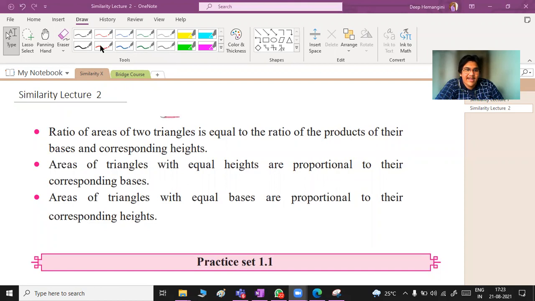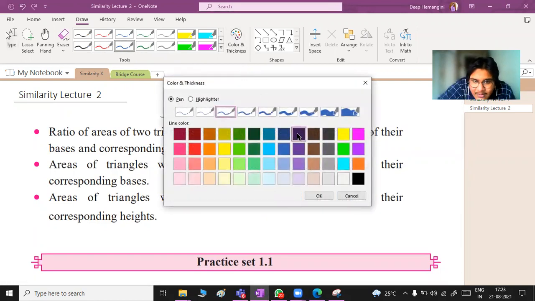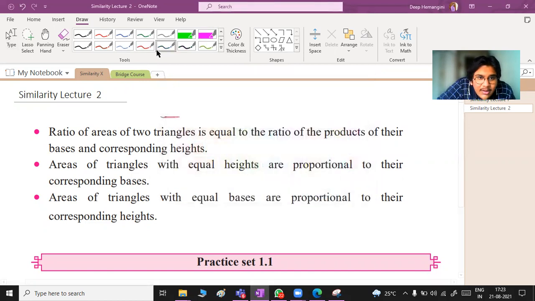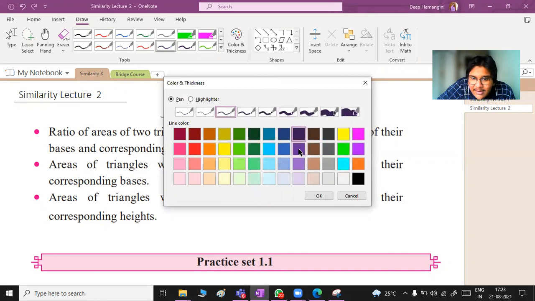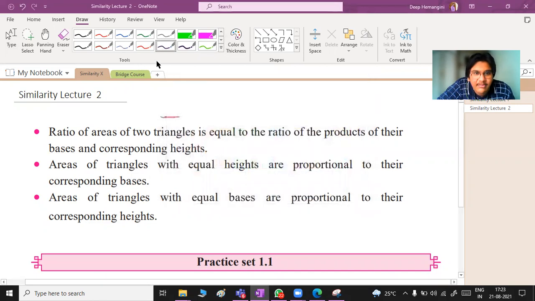Let me select a pen. Purple color दिख रहा है किसी को? Because it's one of my favorite. Can it be a bit light? ठीक है, it's good. Never mind.